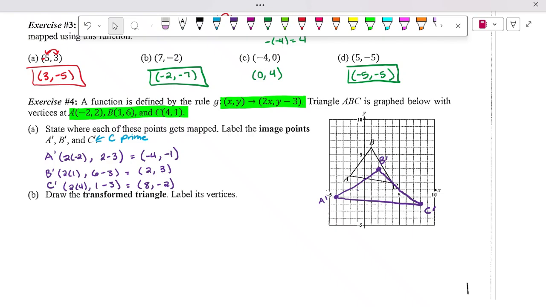Alrighty. So someone raise their hand and tell me what they got for A prime. -4, -1. Good. So -2 times 2 is -4. 2 minus 3 is -1. Someone else, B prime. 2, 3. Good. So 1 times 2 is 2. 6 minus 3 is 3. And finally, C prime.